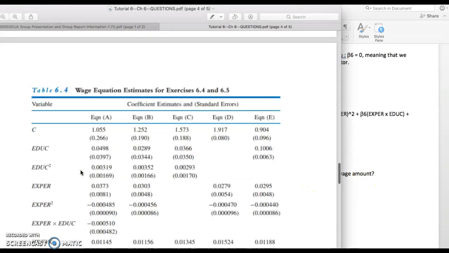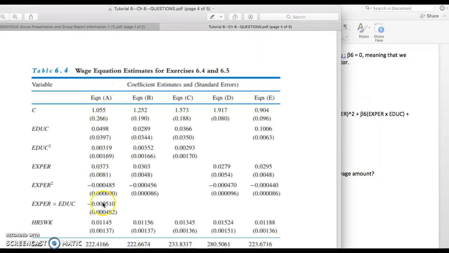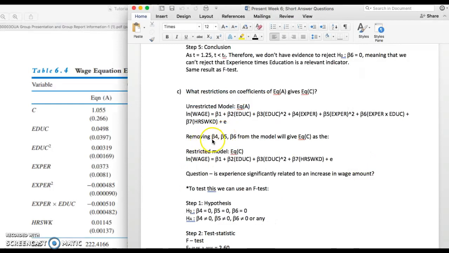So we're testing equation A, removing experience squared, and experience times education. So we're removing beta 4, beta 5, and beta 6. So beta 4, beta 5, beta 6 are removed from the unrestricted model, which is equation A, and then we're left with the restricted model, equation C.